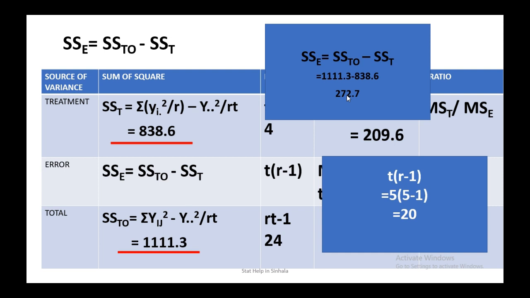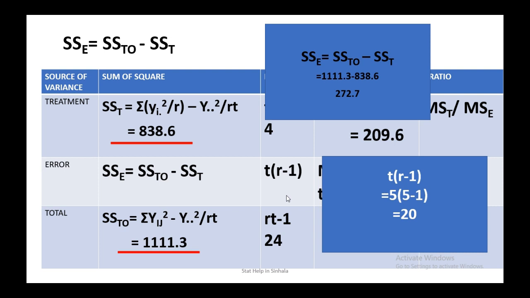Degrees of freedom for the error can be calculated by using this equation: t into r minus 1. T is the number of treatments, r is the number of replicates. So number of treatments 5, number of replicates 5, 5 minus 1 is 4, 4 into 5 is 20. That is the degrees of freedom for error.